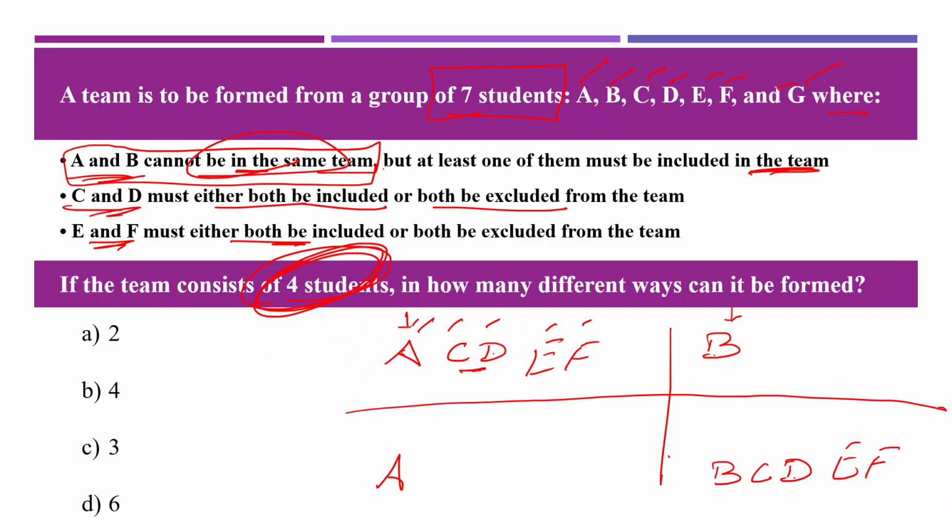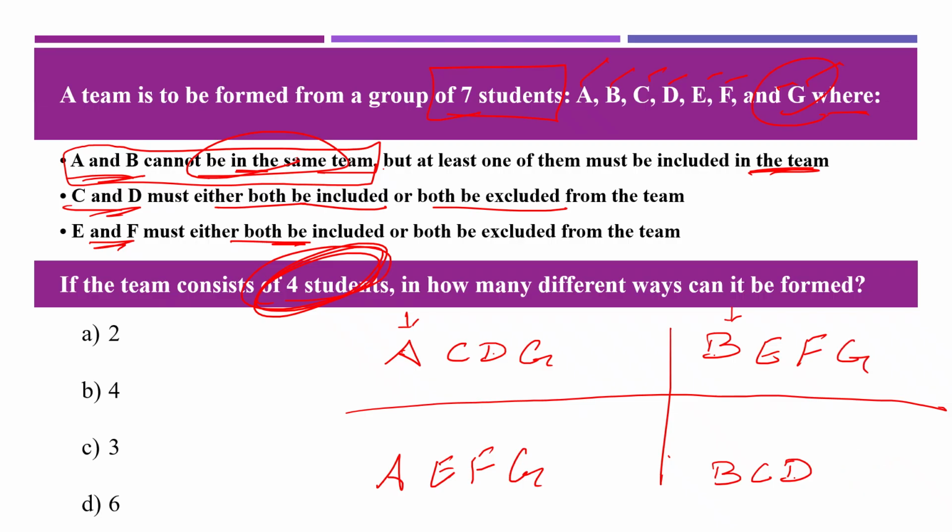So if CD are included, then I don't think EF can be included. If in the team CD is present, then EF not to be considered. Then here I write EF, here I write EF. So I want the fourth person. G is the person who has no condition. So let us put it in all the groups. Here again, I guess we need to erase this EF. Then let me take G. Great. I guess I can form four teams. So I go with option B.